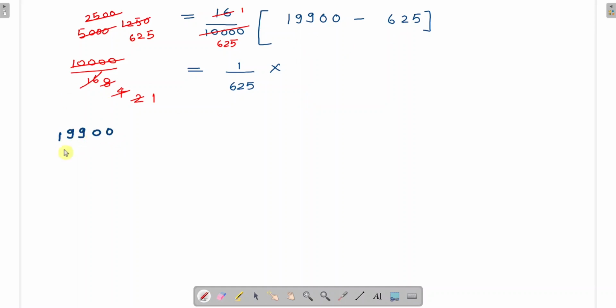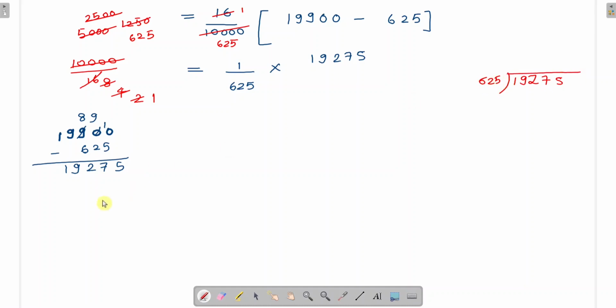19900 minus 625, so 1 borrowed 9, here it will be 8, 10 minus 5 is 5, 9 minus 2 is 7, 8 minus 6 is 2, 9 and 1. Okay, so 19275. Okay, now let us divide 19275 by 625.